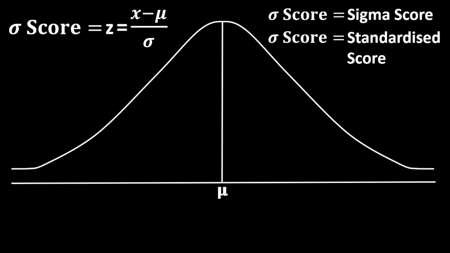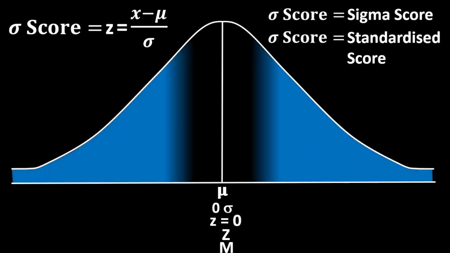And zero sigma is found at the place where mu is lying on the x-axis. Zero sigma means small z equals 0, and it is found at the place where mu is lying on the x-axis, and at the same place we will get capital Z and M, as we discussed earlier. Capital Z is mode and capital M is median.